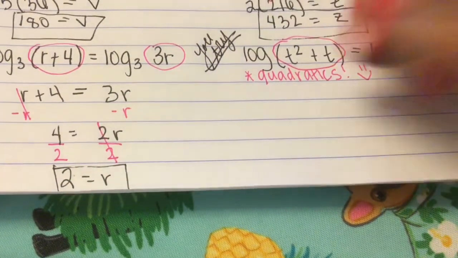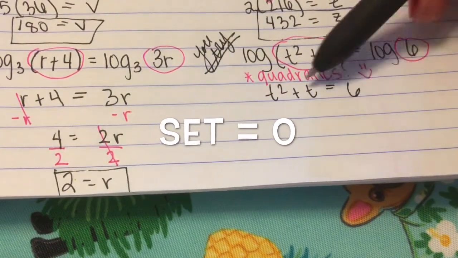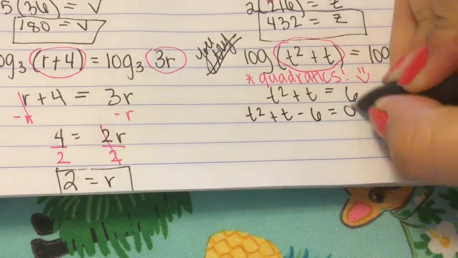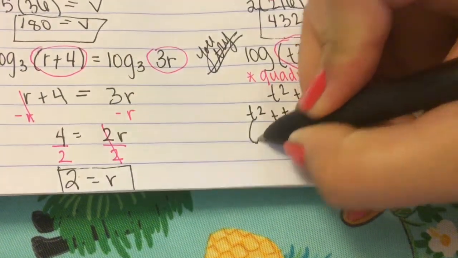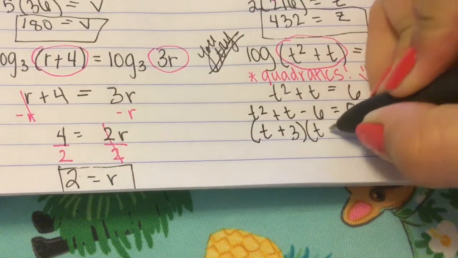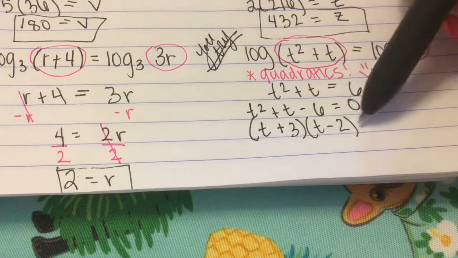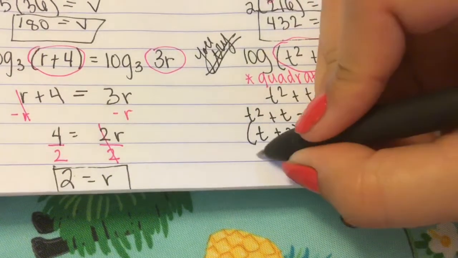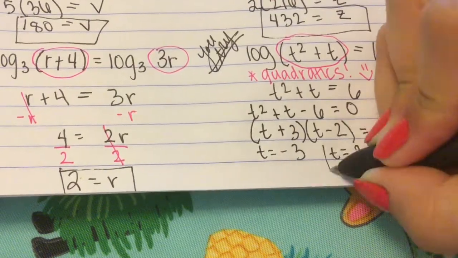So if I had set these equal to each other, then what I should have done was subtracted the 6 on both sides. This is like a first semester Algebra 2 kind of thing. I can go ahead and factor this into t plus 3 and t minus 2, because 3 minus 2 is a positive 1. 3 times negative 2 is negative 6. Set those both equal to 0. And I would get t equals negative 3 and t equals positive 2.